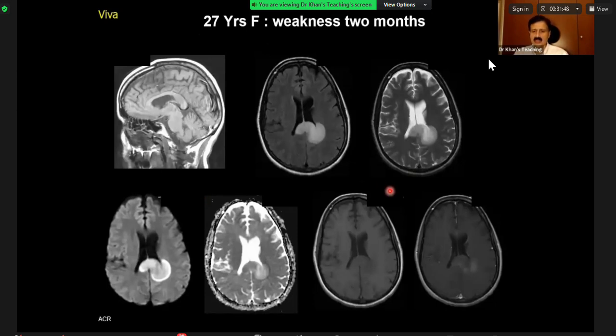Initially, you just pick it up and you say that this is corpus callosum, and there is a bit of restricted diffusion, etc. And if you say a lymphoma, considering the age group is young, you are absolutely fine. But this was tumefactive MS. So keep that in mind.